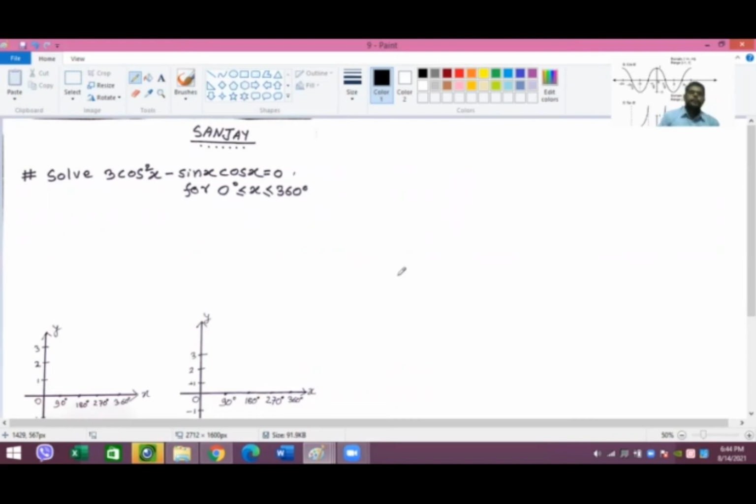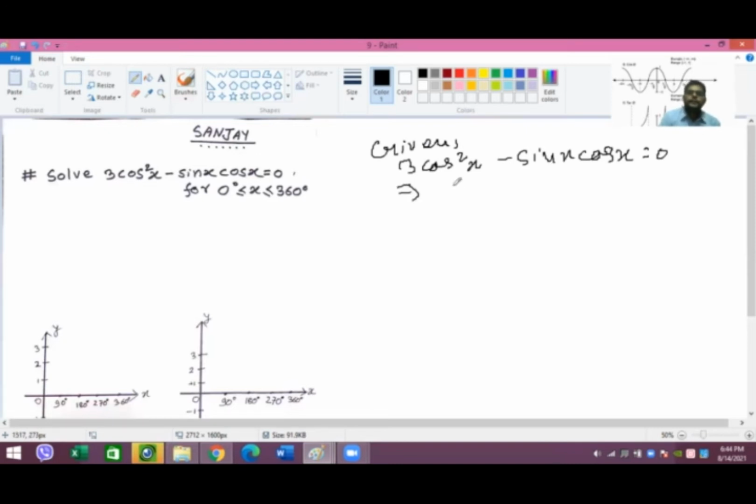Now, here you can see that this is a problem where we have to find the value of x. Solve means we have to find the value of x in the range of values of these two. So let's see here that first of all, it is given that 3 cos squared x minus sine x cos x equals 0.